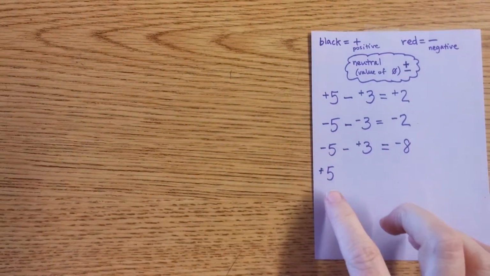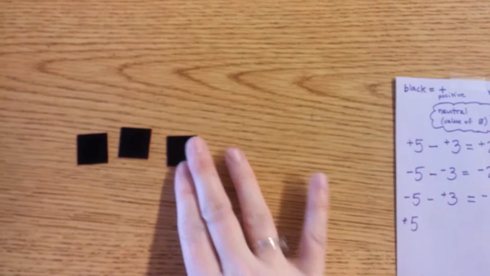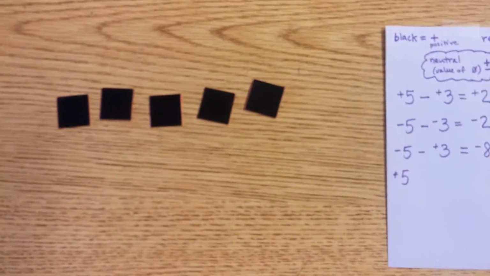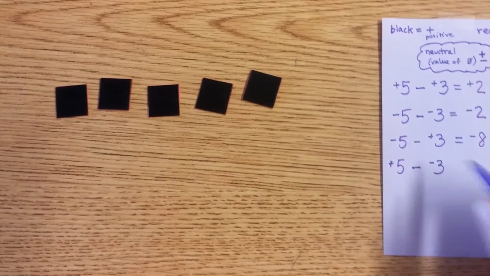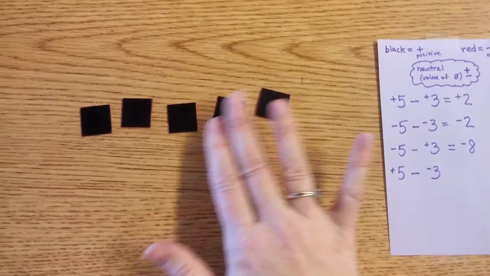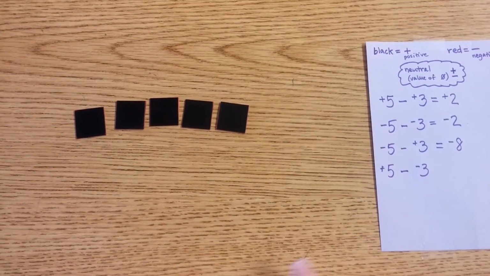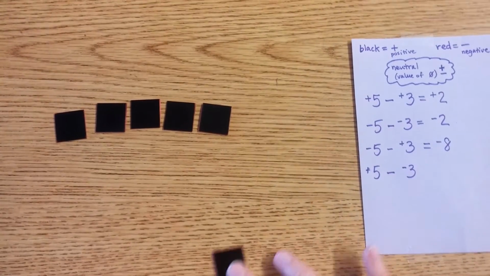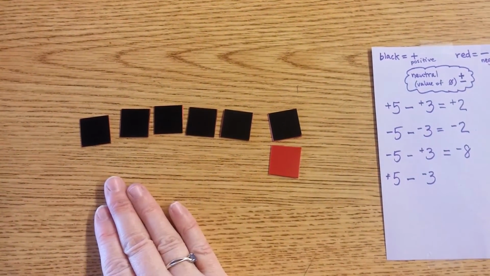On the next example, I'm going to start with a value of positive 5. So here are my 5 positives. This time I'm going to take away negative 3. Again, with my minimal representation, I don't have any negatives to take away. So I'm going to re-represent my value of positive 5 with some neutral pairs. So here I have a neutral value, so I'm still representing positive 5.